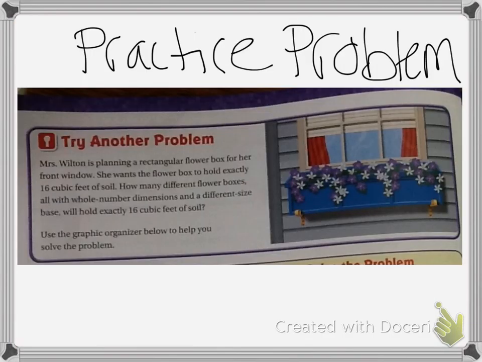All right, class, we are now on to your practice problem for the night. If you have your book, this is on page 694 if you want to use that. We're going to try this word problem. Mrs. Wilson is planning a rectangular flower box for her front window. She wants the flower box to hold exactly 16 cubic feet of soil. How many different flower boxes, all with whole number dimensions and different size base, will hold exactly 16 cubic feet of soil? Okay, so she wants it to hold this certain amount of volume. Use the graphic organizer below to help you.